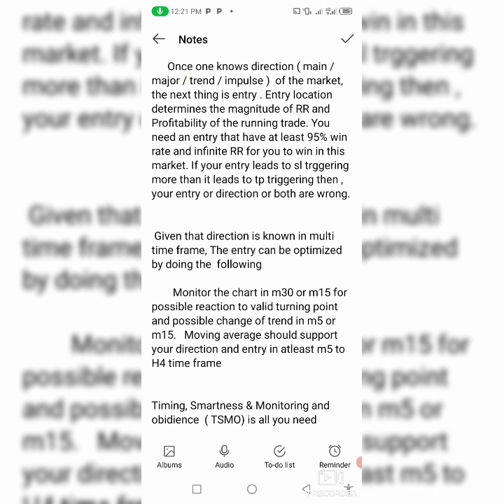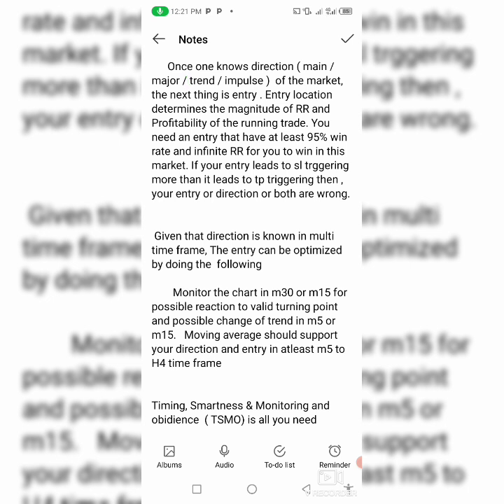Moving average should support your direction. So when you are running analysis, not only do you run price action analysis, you also need to run indicator analysis, and here we talk about the moving average analysis. Very important. The indicator that is most crucial and that affects signals that can make you grow profit or lose more money is moving average. So you need to actually study the moving average.